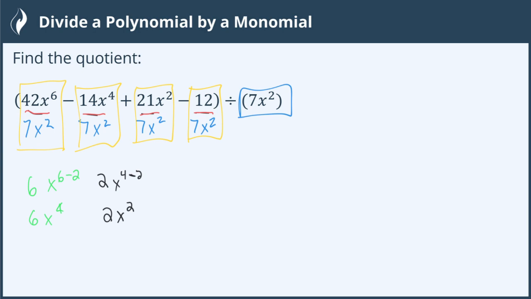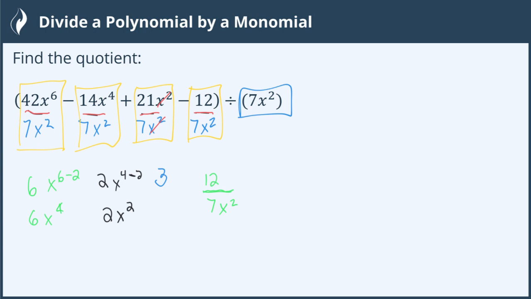Okay, so now we have 21x squared divided by 7x squared. 21 divided by 7 leaves me with a 3. x squared divided by x squared, it cancels out. So that leaves me with just plain 3. And then my final one, I'm going to leave it as 12 over 7x squared, because 7 doesn't go into 12 evenly. And our divisor was 7x squared, so we're going to leave that.